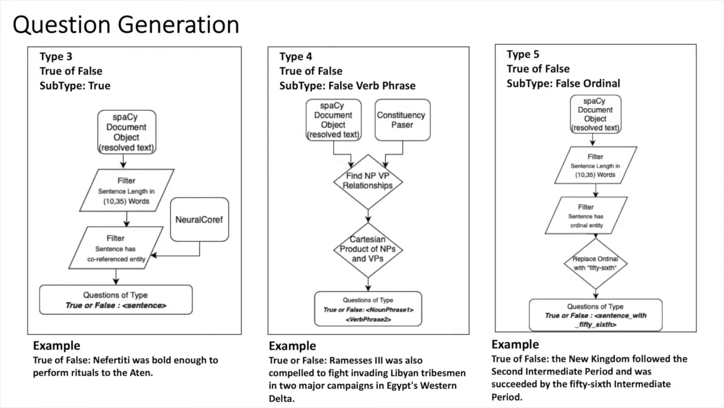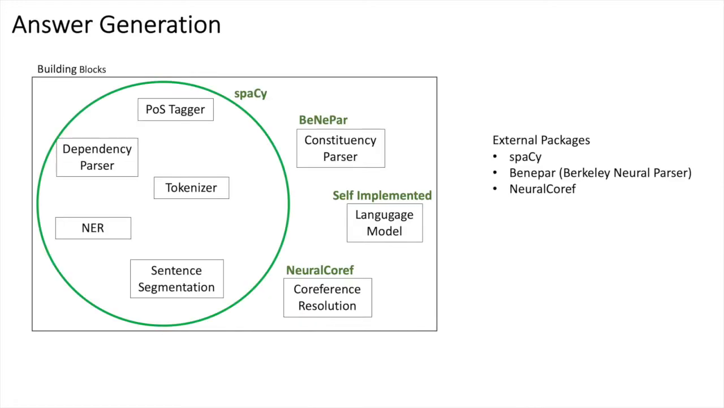The last type of false questions are those in which we replace the ordinals in candidate sentences with the ordinal 56th and keep the rest of the sentence the same. Our general idea with the false sentences was to maximize similarity with the reference document and not introduce any foreign content. This now brings us to answer generation, where we used most of the same building blocks.